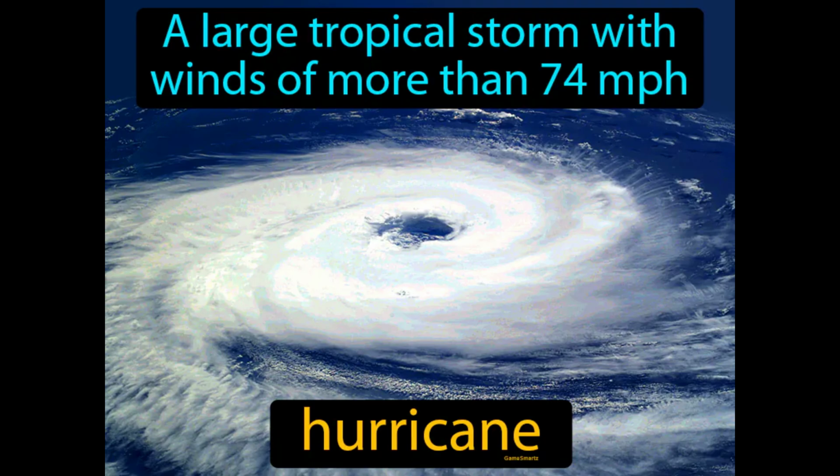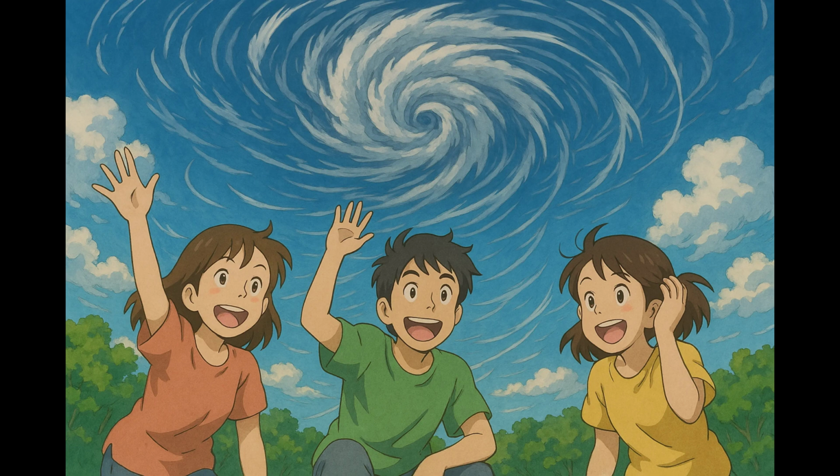A large tropical storm with winds of more than 74 miles per hour. Hurricane. A hurricane is a powerful storm system with strong winds and heavy rain that forms over warm ocean waters. Imagine you're trying to organize a large group of people for a surprise party, but everyone has their own ideas and moves in different directions. This chaos is similar to how a hurricane forms, as warm ocean water fuels the storm, causing individual wind currents to spiral and combine into a powerful system.